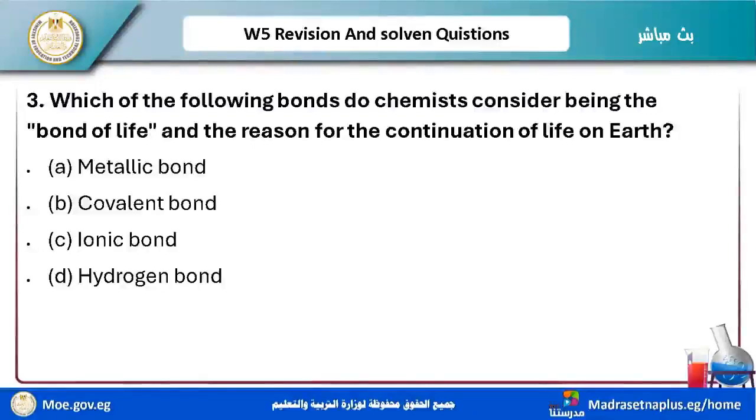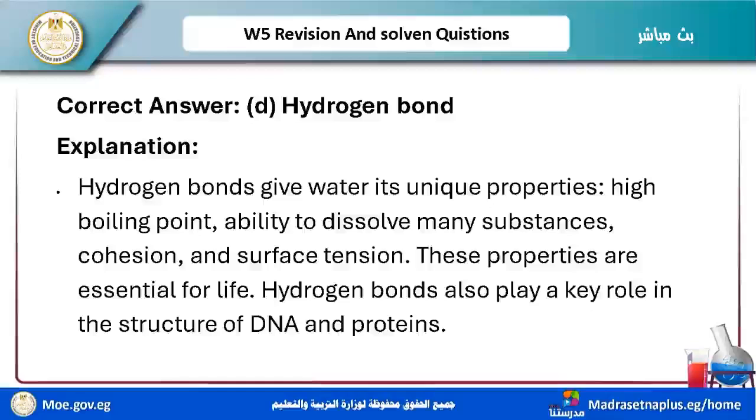Metallic bond, covalent bond, ionic bond, hydrogen bond. Okay, focus on these questions to relate between our life and the bonds in our life and the reasons for the continuation of life on Earth. What are the relation bonds between metallic bonds or covalent bonds or ionic bonds, hydrogen bonds in this session? So the correct answer is D. Why hydrogen bonds?